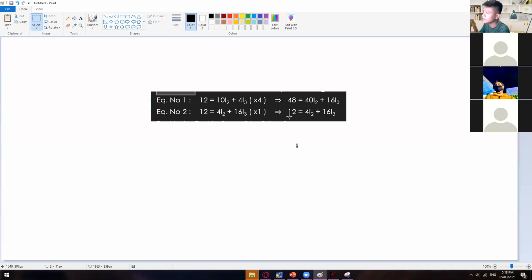And then from here, we can actually do a subtraction, wherein 16 I sub 3 minus 16 I sub 3 is equal to 0. Plus 0. And then 40 I sub 2 minus 4 I sub 2 is equal to 36 I sub 2, which is equal to 48 minus 12, which is equal to 36.